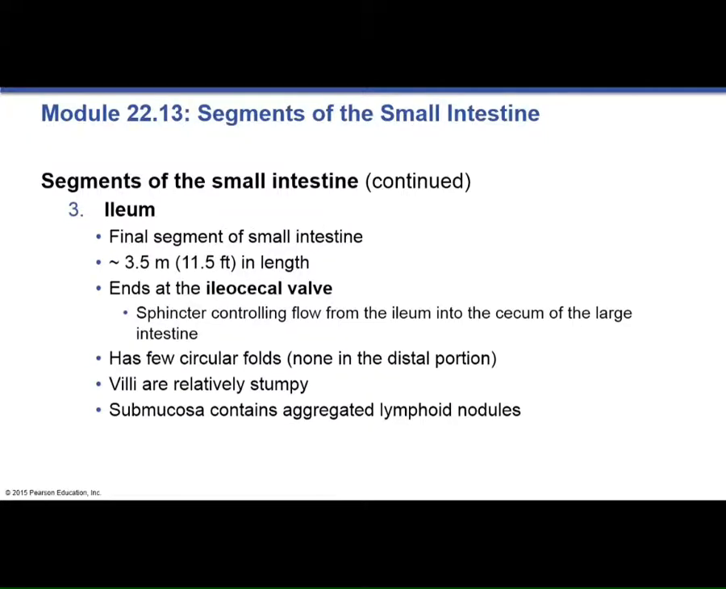The ileum is the final segment of the small intestine. It's the last 3.5 meters or so. It's going to end at the ileocecal valve, as you know. And it has very few folds, very few villi, very short, stumpy villi, because basically, by the time we get to the ileum, we've absorbed all the nutrients. And now we're preparing for entry into the colon.